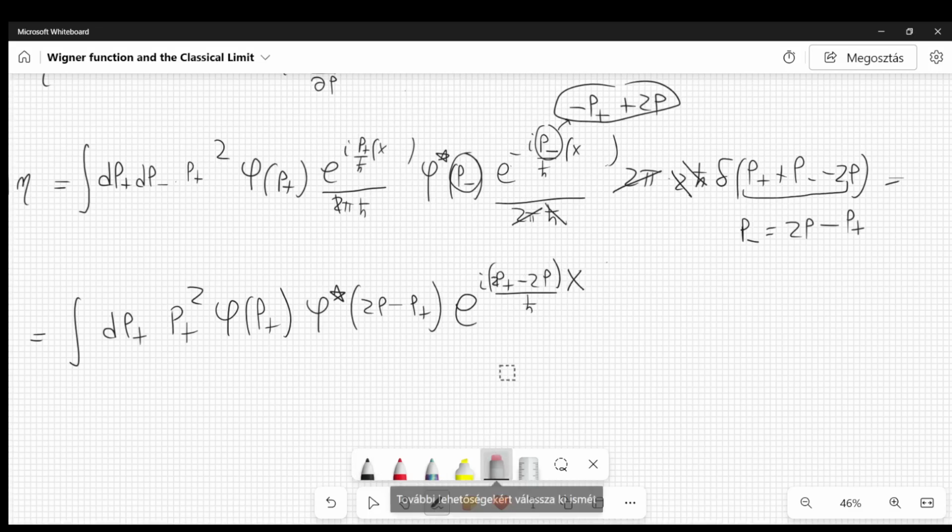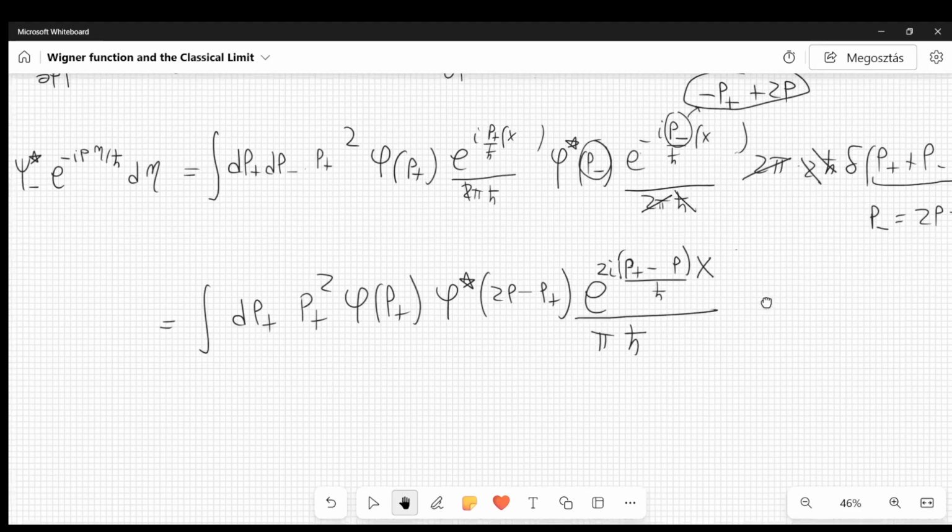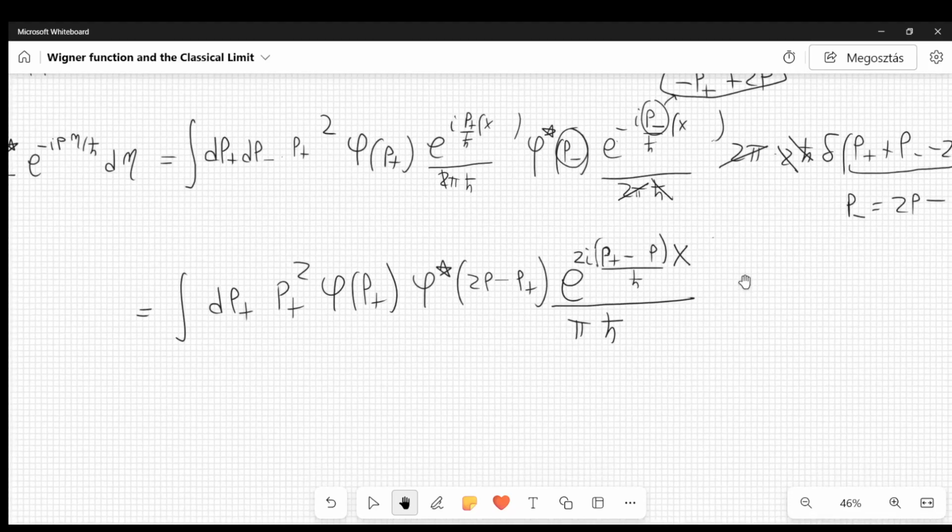So we can factor out the 2 like this, and so let's put 2 here. There is also a factor here, so we have to divide by pi h bar, and this is what we get. Now, this is the expression.